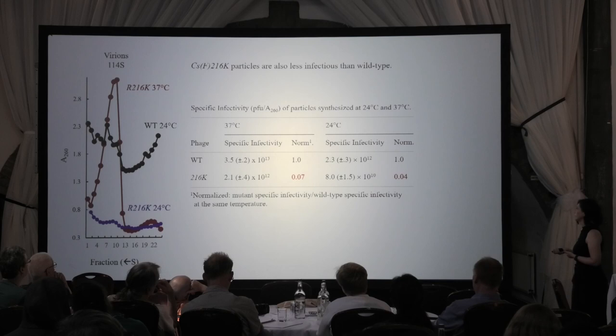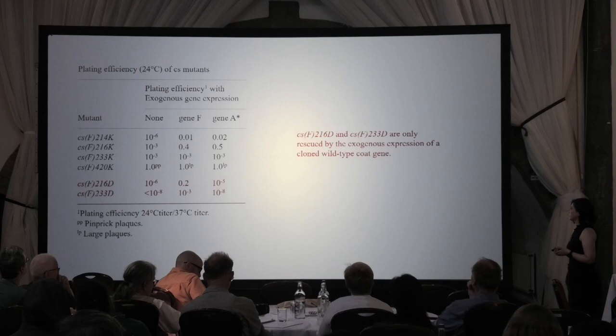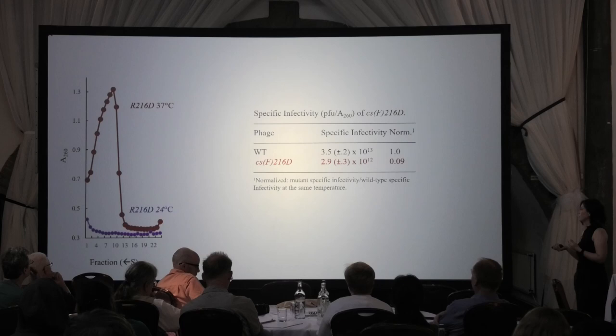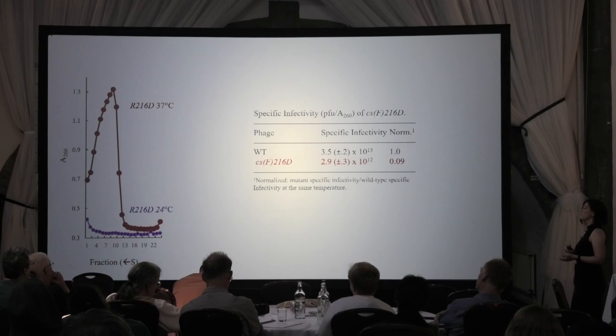And then back to that plating efficiency for those non-conservative mutations. And so this is going from an arginine to an aspartic acid. And we can see that they are both cold sensitive, and both are only rescued by the mechanism of the coat protein gene, though rescue does still tend to be low. And so to compare to our 216K mutant, we performed a sedimentation profile on the 216D mutant. And you can see we do have a nice virion peak for 216D at 37, though it is less than that of wild type at 24, so we do already have an impact on viral production at permissive temperatures.